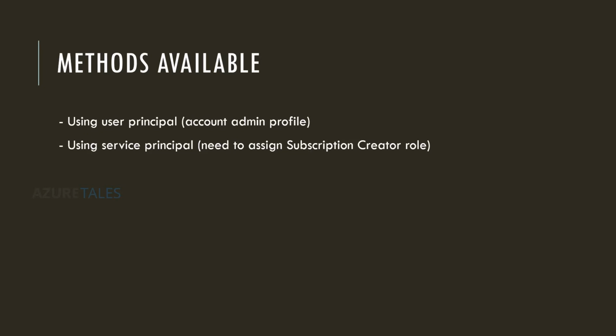So that's a 3-4 step process where you need to create, assign the role, and then create another token. So it's a process. I'll show that while we move to the demo. So these are the two methods that are available for you to create subscriptions programmatically.